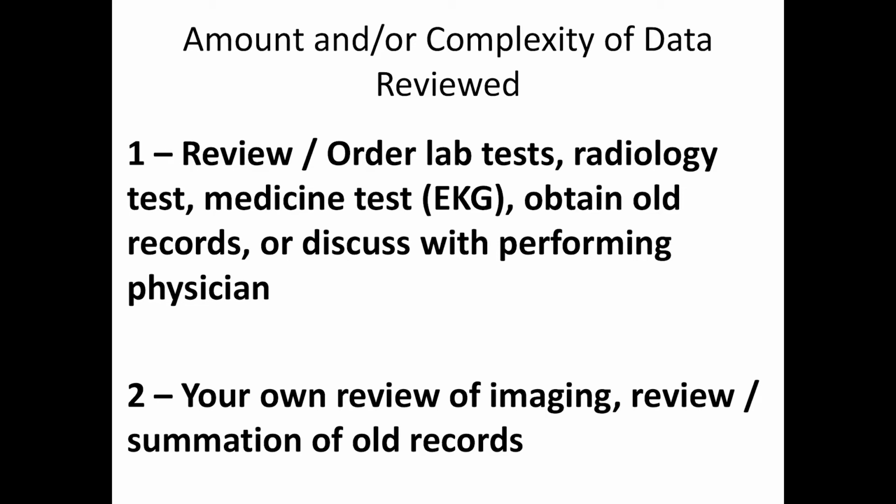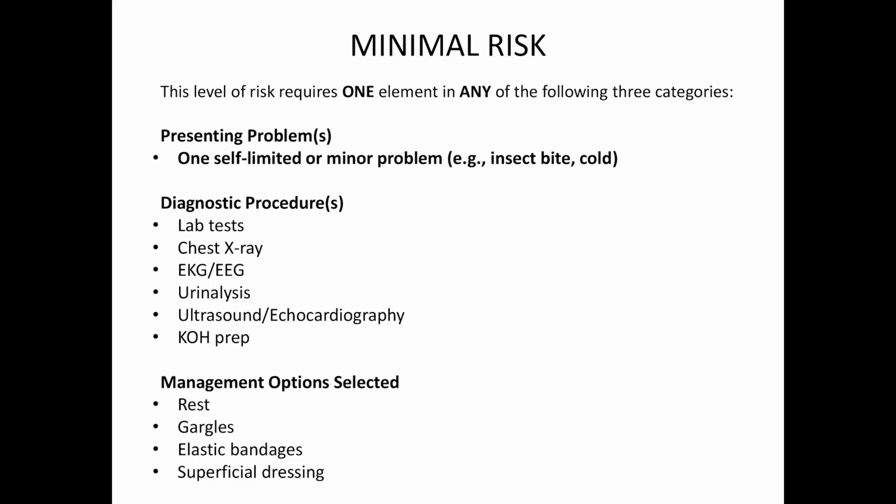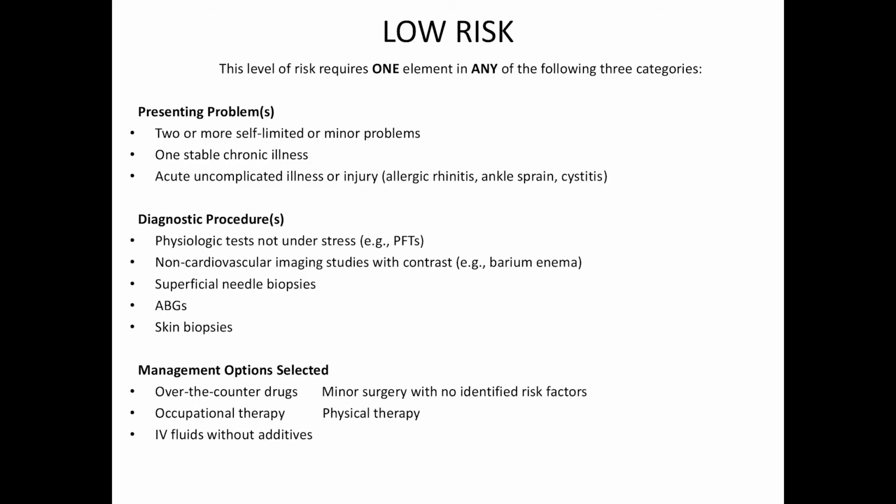And then finally, we have risk. How do you know what level risk you have? Now we're all the way at the bottom right of that grid, and you have to read through these. If you have any of the things that are listed here, it's minimal. And then the easiest one to me is the very first thing. 1 self-limiting or minor problem gets you minimal. You can read through these. 2 minor or 1 chronic gets you low. And I'm not going to take the time to read all these bullets.